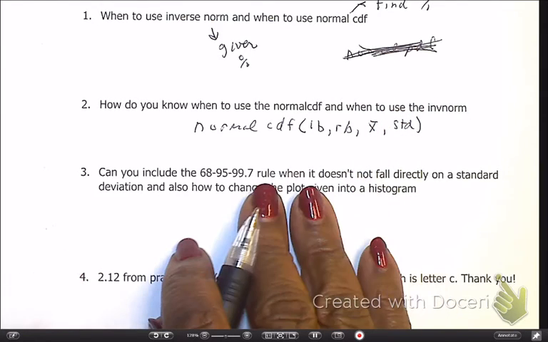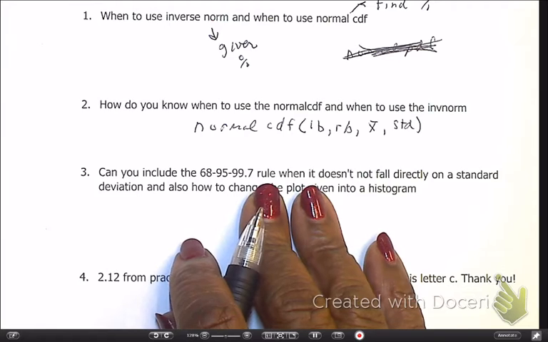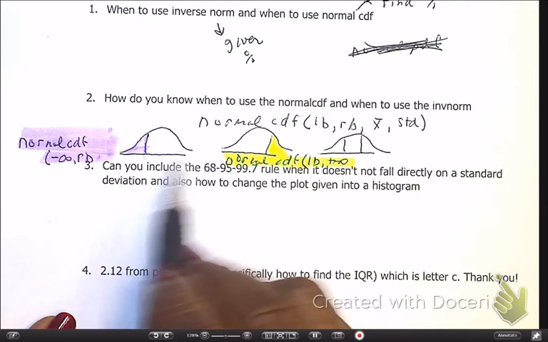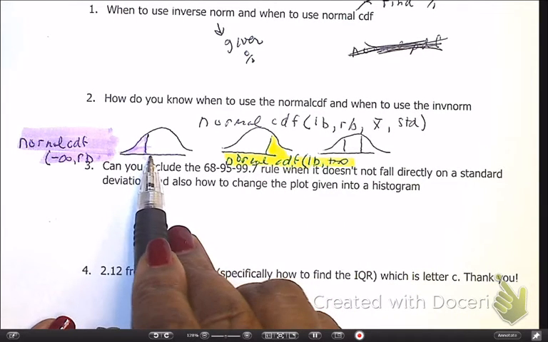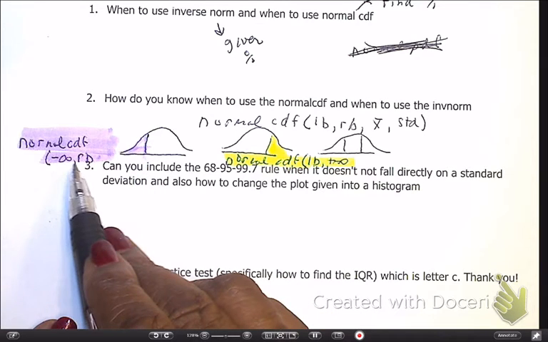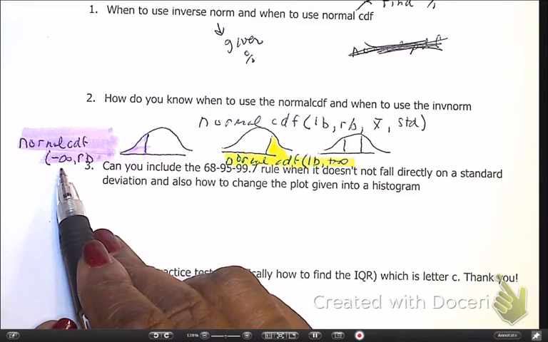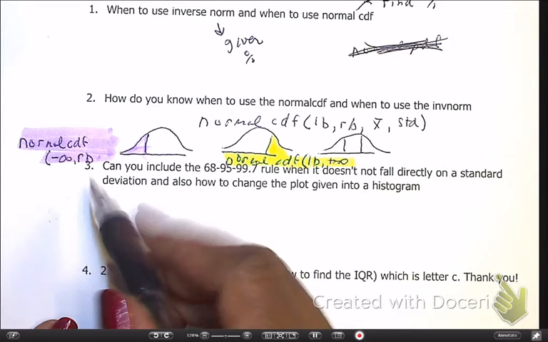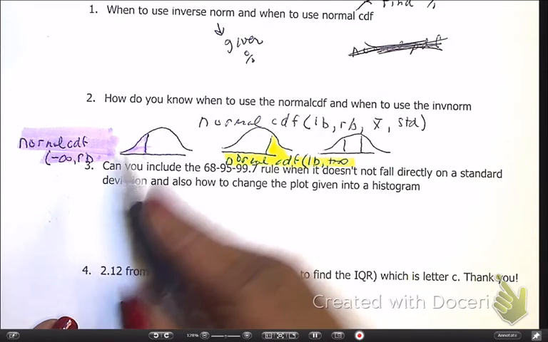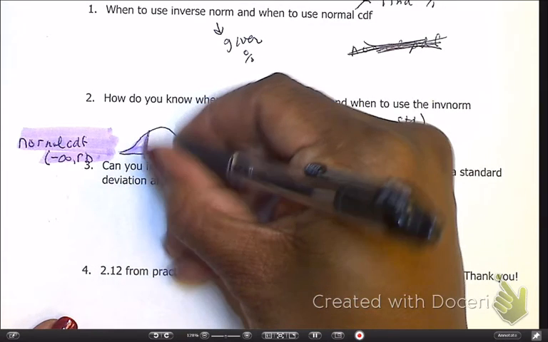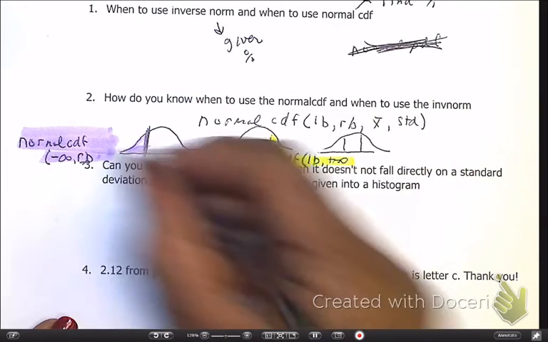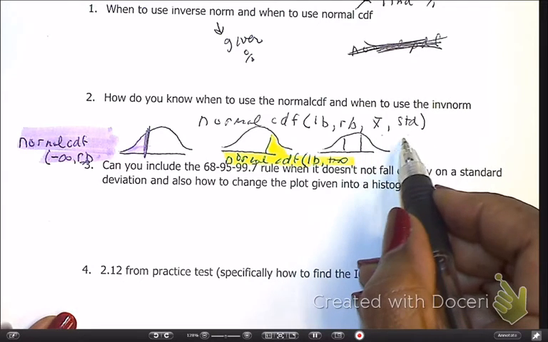Okay, please remember the following. In your calculator, when you're looking for something that's less than, you're going to enter negative infinity, which is some extremely large negative number, like -1 followed by E99. Then your right bound, which is the value right here. So that's your right bound. And then, of course, you put in your mean and your standard deviation.